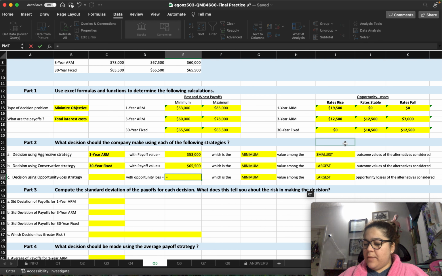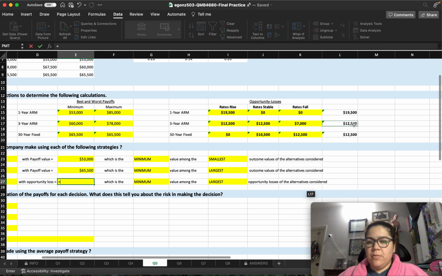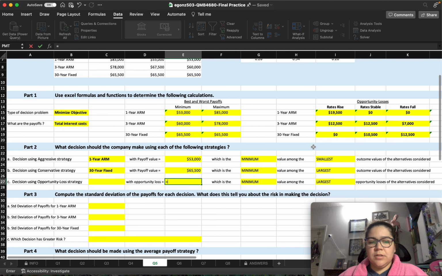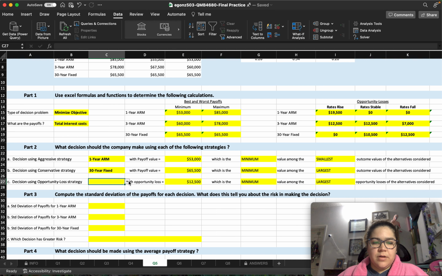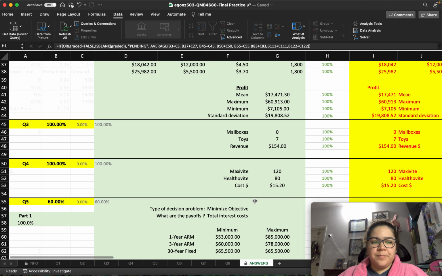Yeah, we're calculating the max and we're going to select the minimum value. So minimum value, these two values are the same. Okay. Let me do the 3 year first and see if this is correct. So let's do the 3 year. Let me go back here to the answer tab.